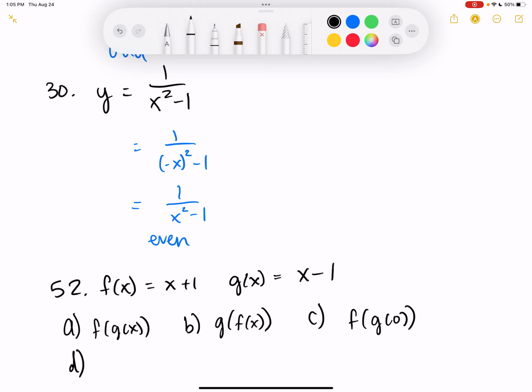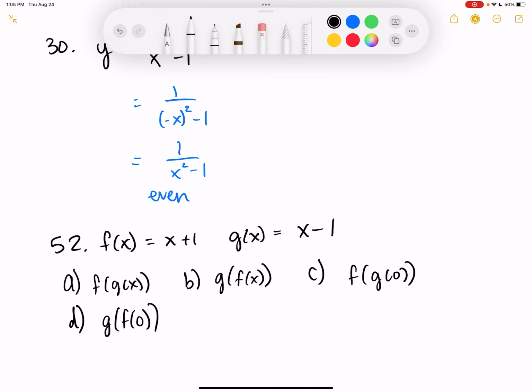D is g of f of 0. E is g of negative 2. And then f is f of x.